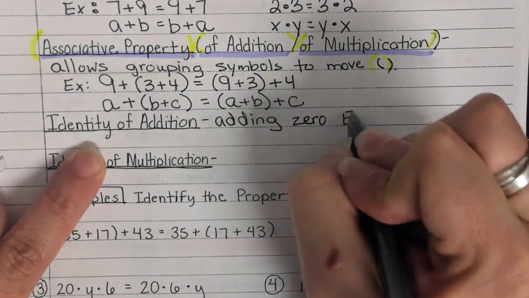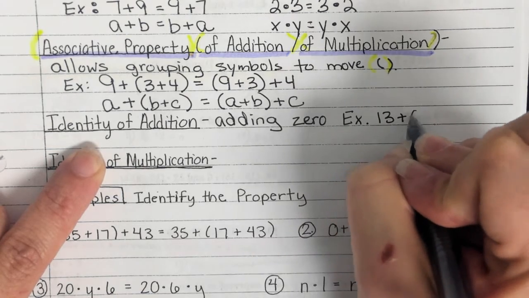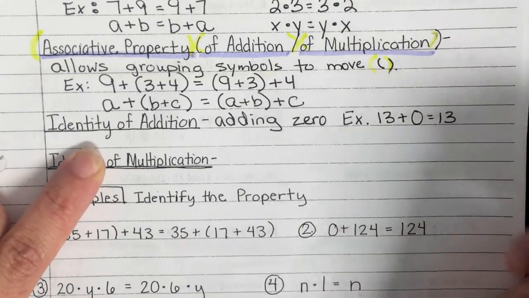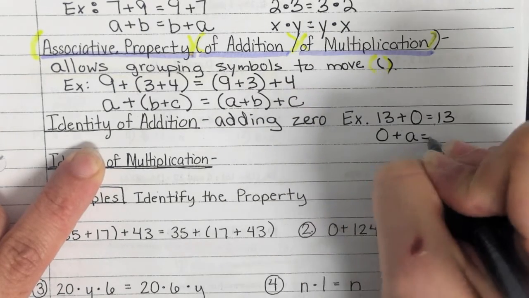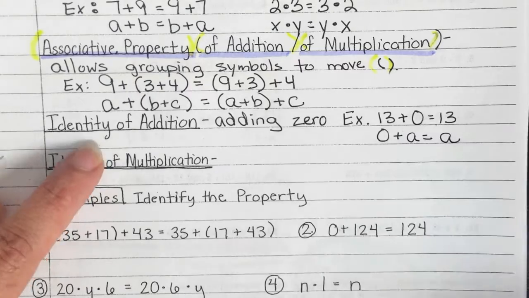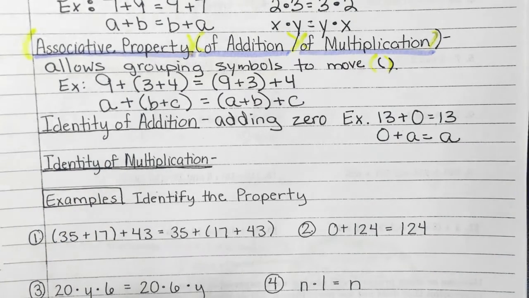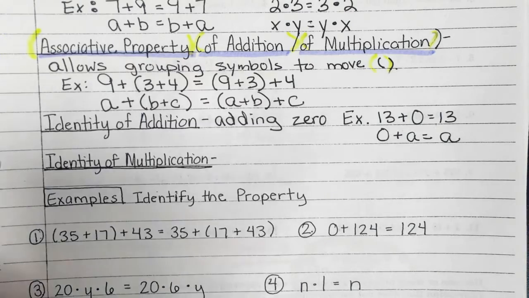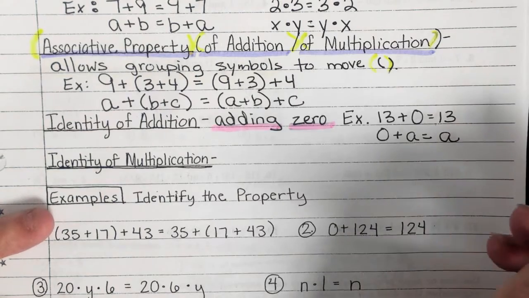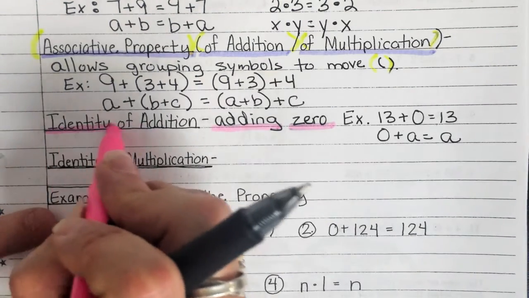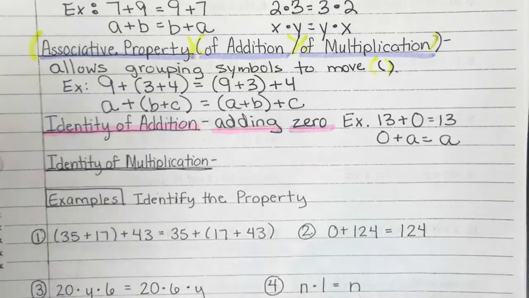Okay. Some examples. Something like 13 plus 0 is 13. Or you could swap it with a variable: 0 plus A is A. I want you to notice something. I know I keep highlighting stuff, but it'll help you if you catch these tricks. It has to be adding, and it has to be 0 to be identity of addition. It's that easy. You're just kind of looking for those tricks.